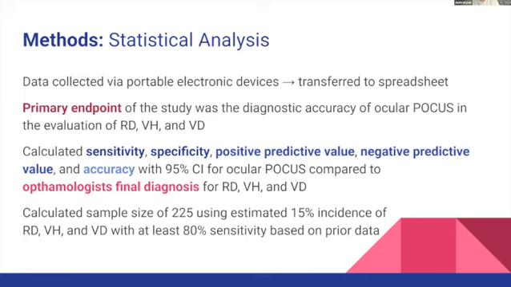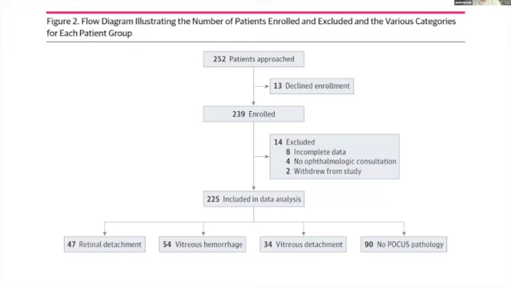They ended up with 225 patients. They had estimated a 15% incidence of these diagnoses, which is a pretty rough number just based off previous results. And they estimated at least 80% sensitivity based off prior data. So they calculated a sample size of 225. Of 252 patients they approached, 13 declined enrollment. And of those that were enrolled, some had incomplete data, didn't get ophthalmology consultation, or they withdrew.